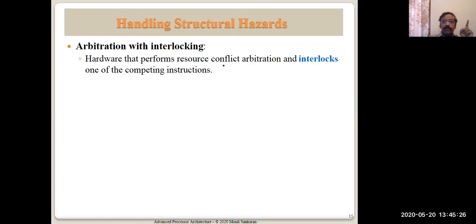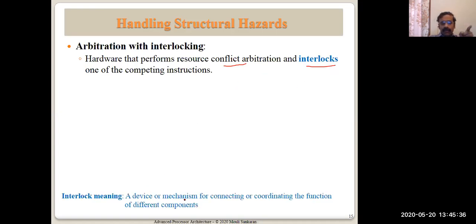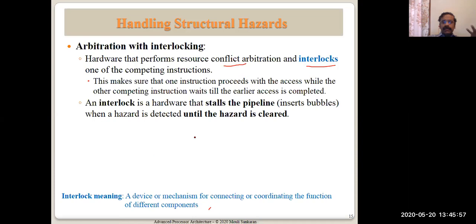So, hardware that performs resource conflict arbitration and interlocks one of the competing instructions. In our case, it's an instruction. Interlock means a device or mechanism for connecting or coordinating the function of different components. So suppose two instructions are trying to access one resource, one memory. One instruction will be stopped, another competing instruction will be allowed. Okay, so that is how it is resolved. This makes sure that one instruction proceeds and another one stops.